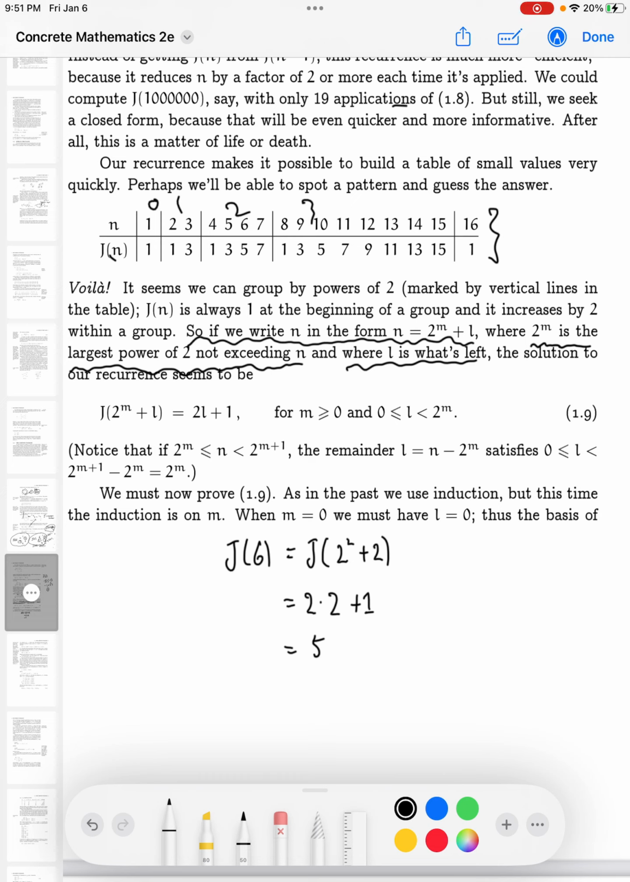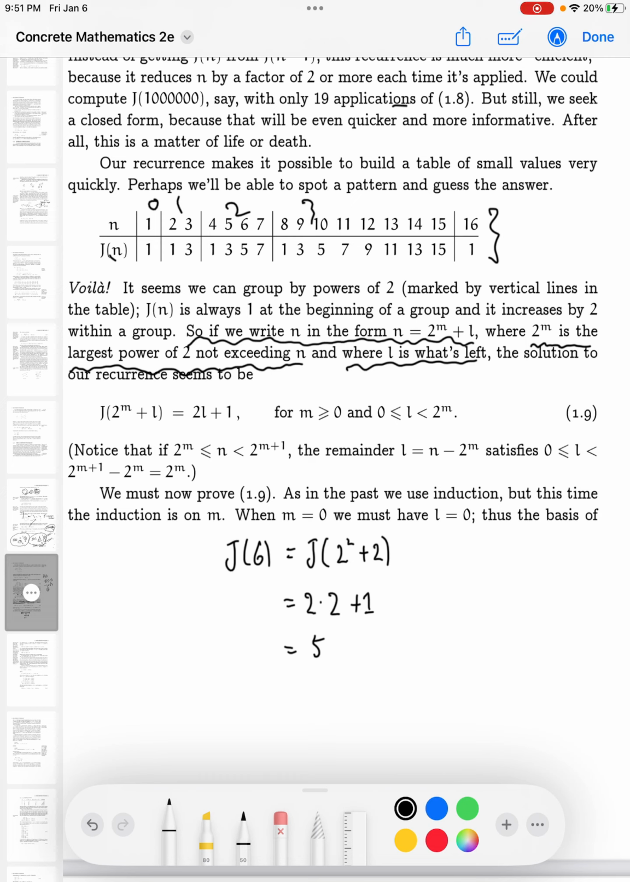If a number n can be rewritten in the form 2 to the power of m plus L, and we put that as J, the Josephus input, then that turns out to be 2 times the leftover plus 1, the number within that group. Okay, so the base case is true.